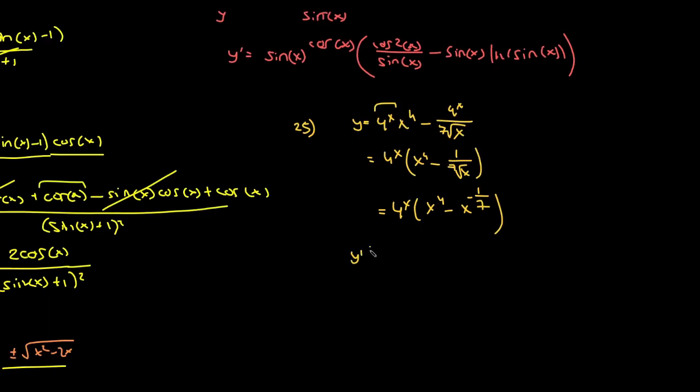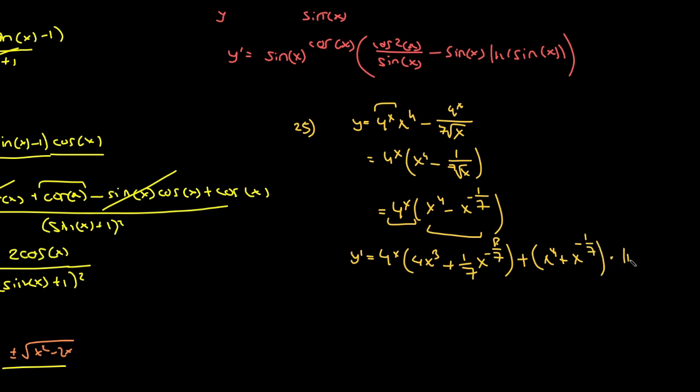Alright, so now to differentiate, first of all, using the product rule, this remains the same, and I have to do the derivative of this. That becomes 4x cubed, and then plus 1/7 x to the, and then subtract off 1, negative 8/7. And then I have to add. First of all, I'll just keep this the same and then multiply by the derivative of 4 to the x. So like so, and then ln 4 times 4 to the x.